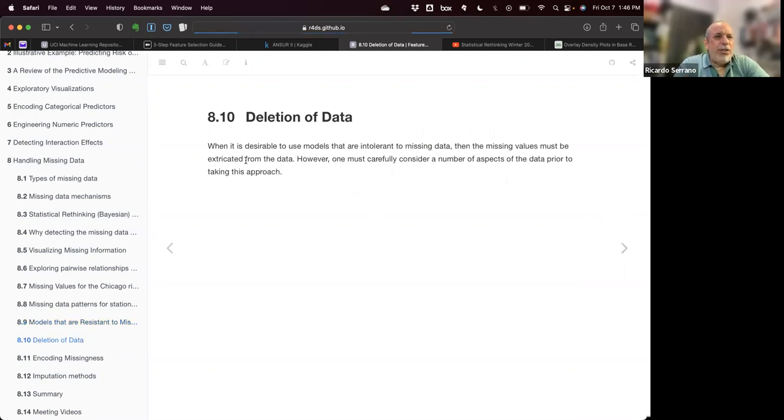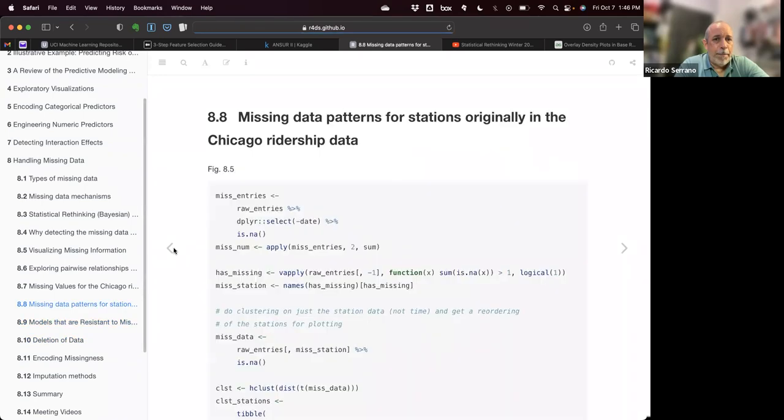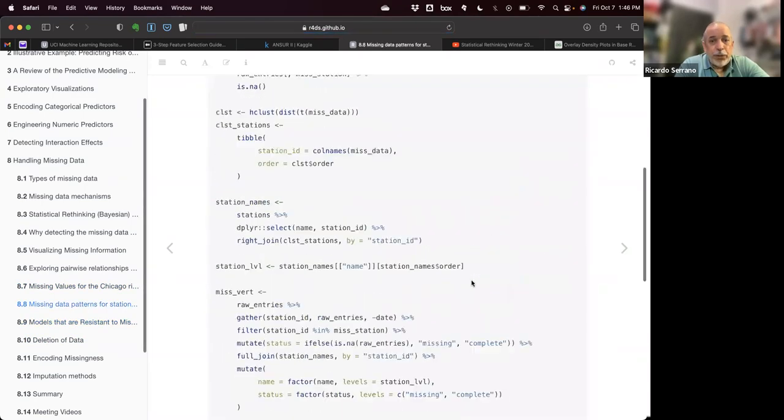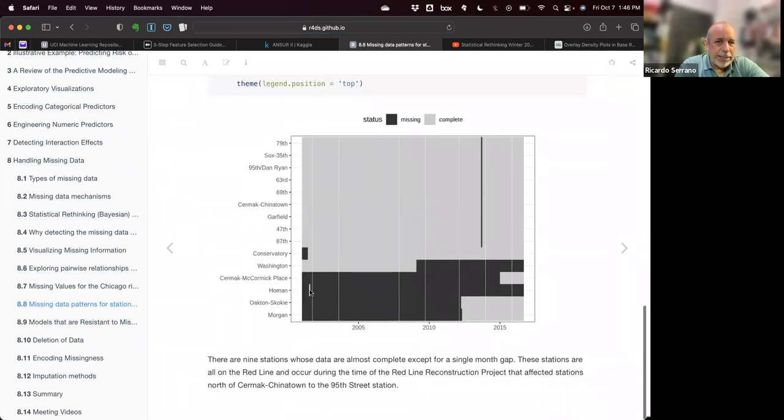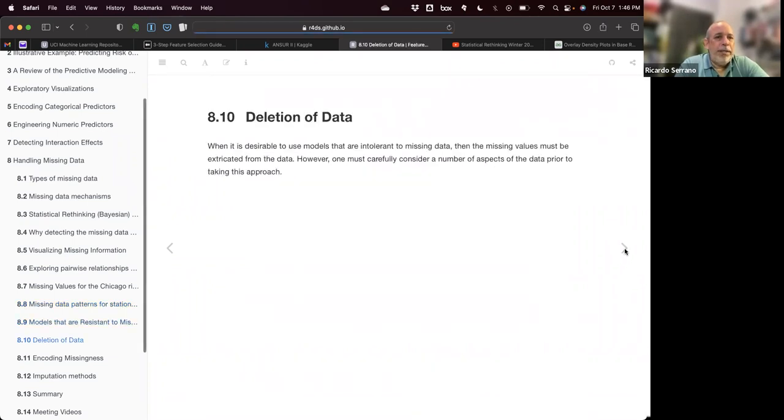Okay. And they mention a little bit of the deletion of data. They're not going into depth, because usually deletion of data is done on a case-by-case basis. For example, in the example of the stations, probably the most reasonable way to deal with this kind of missingness will be to discard it, okay? Because there's so much missing data that you can't impute. Maybe this one could be imputed. Definitely this one, conservatory, and the ones that have the line, okay? But deletion of data shouldn't be the first thing that you do. You should research the data, how it was collected, try to get a reasonable explanation of the missing data, and then try to fill the gaps.